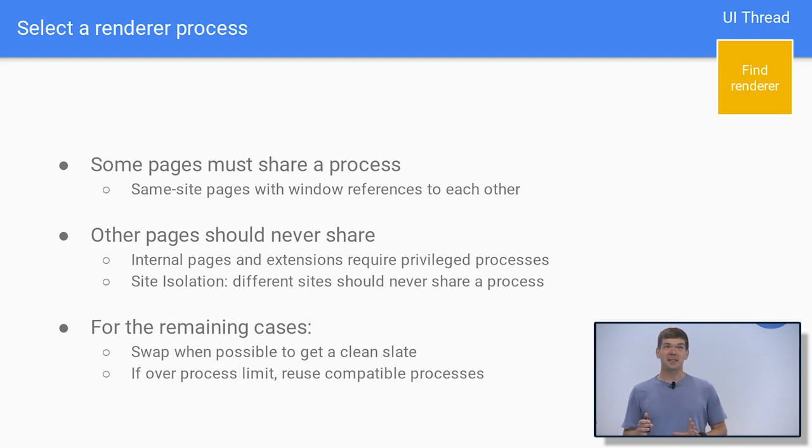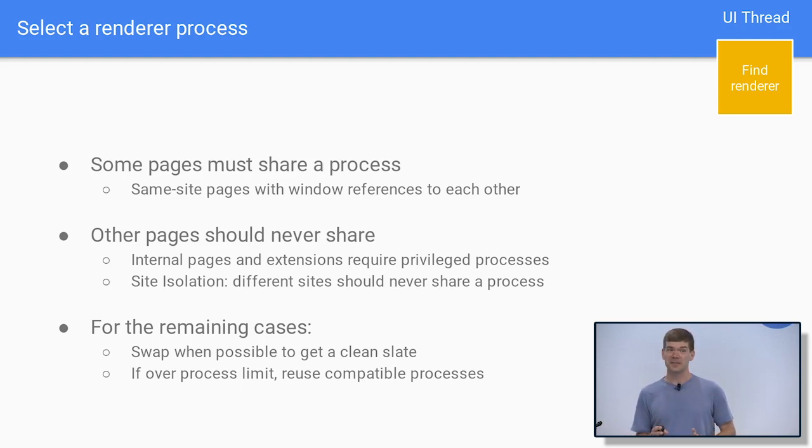So for the remaining cases, we have a little bit of flexibility. And in general, the strategy for us is to swap when possible to get a clean slate. So for example, if I open 10 brand new tabs and navigate them all to some google.com pages, we try to use multiple processes for those rather than just shove them all into one bloated process. Actually, in the early days of Chrome, that policy did happen, and it did not work out so well.